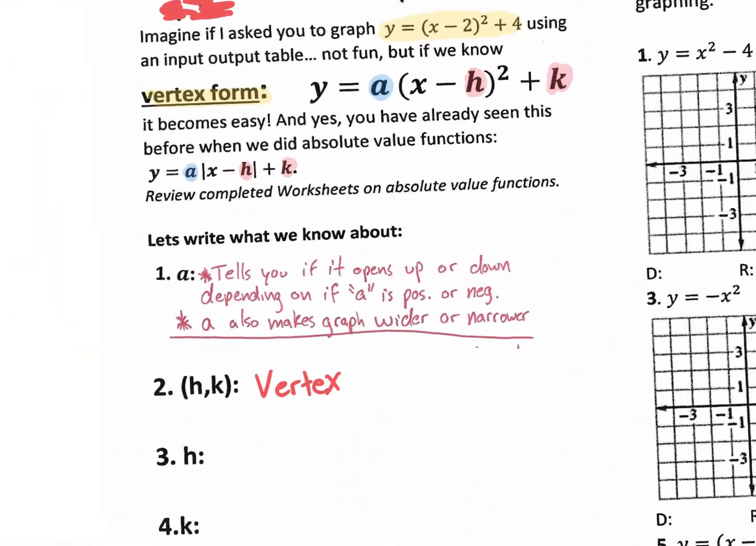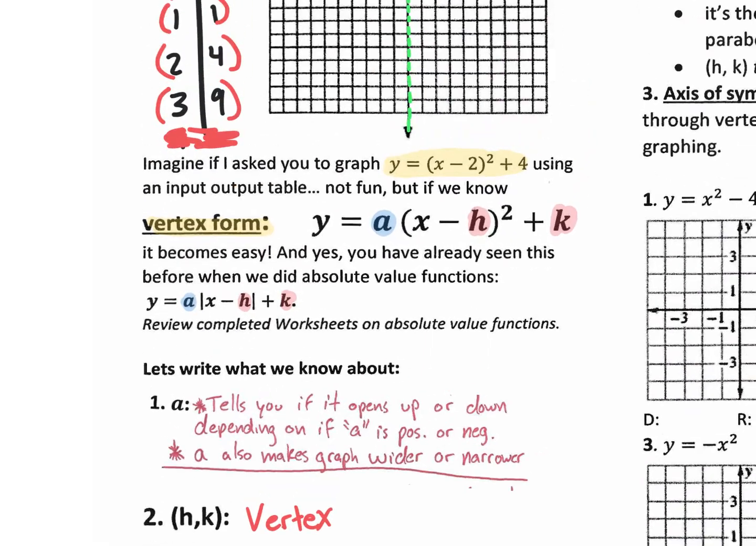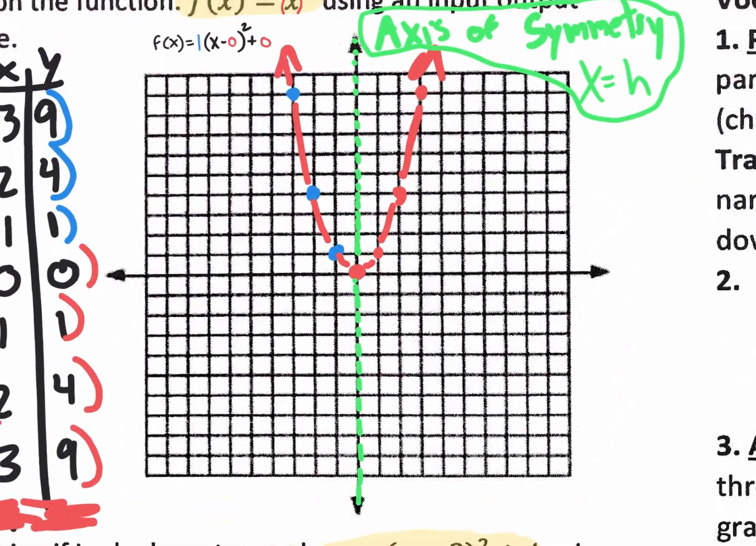So if we have a different vertex than this vertex 0, 0, let's say we have the vertex 5, 0. Don't write this down, 1, 2, 3, 4, 5, just look at it. Then if I had the h value of 5, it would move it over here, and it'd be the same exact parabola, just shifted over to the right 5 units.